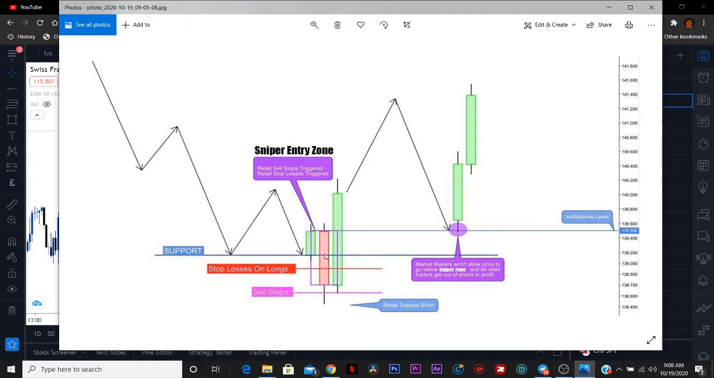You'll see what I mean in this setup right here. That's gonna explain everything. It looks exactly the same actually. The setup that I'm about to show you with CHFJPY looks exactly the same as this picture here. It's really crazy. I didn't even notice that till now.